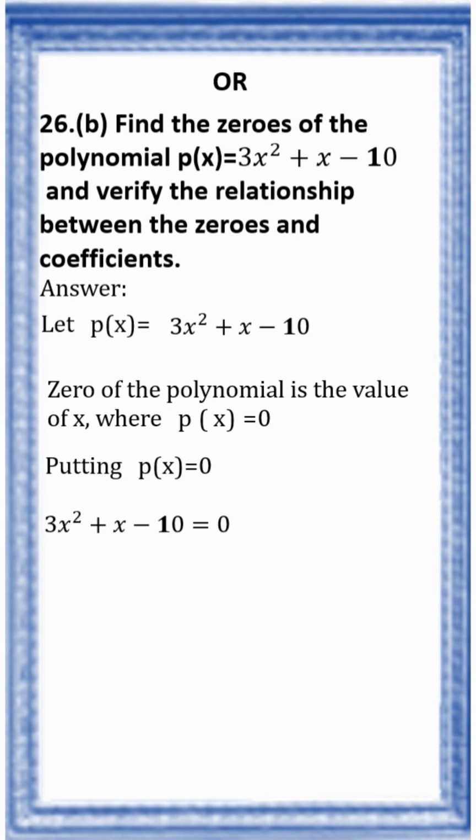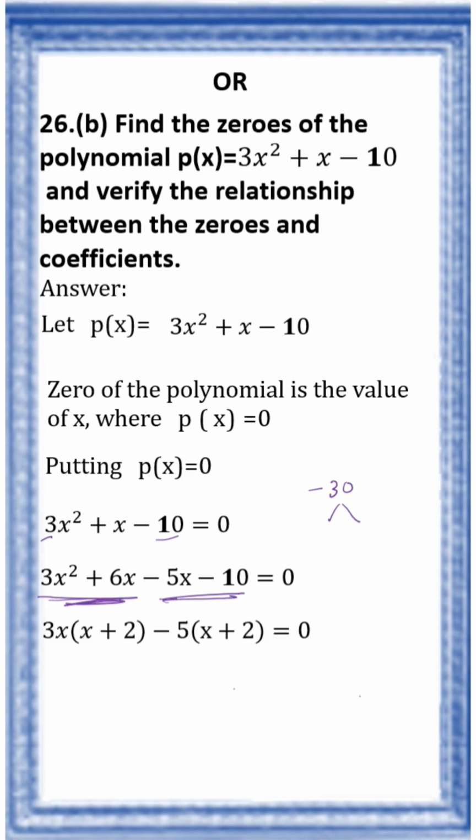Now let us factorize. Coefficient of x square into c, that is negative of 30. Now let us split it to get 1. 6 and 5 are such numbers, positive of 6, negative of 5. Now let us group. Here 3x is common, here 5 is common. So x plus 2 into 3x minus 5 is equal to 0, or 3x minus 5 into x plus 2 is equal to 0.